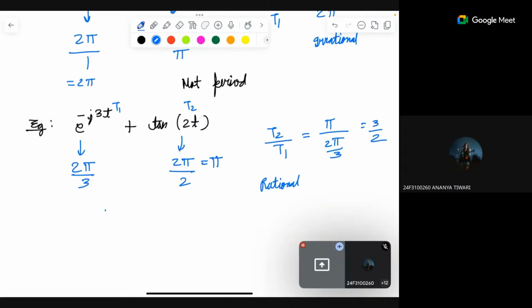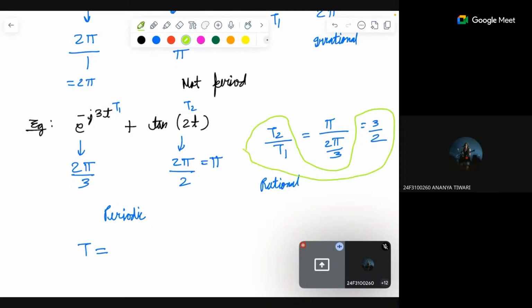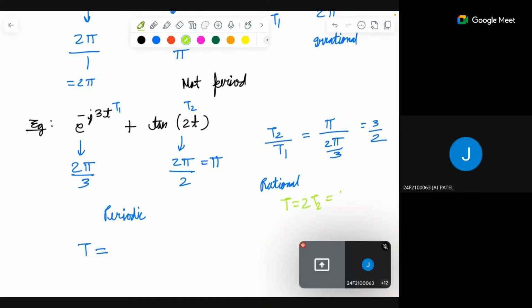Now that means this is periodic. If it is periodic, we want to find out its period. So using this equation, we can say the period will be 2 times T2 or 3 times T1, right? Is that fine? Yes. We can use either of them, and we will have our period to be 2 pi. Fine.